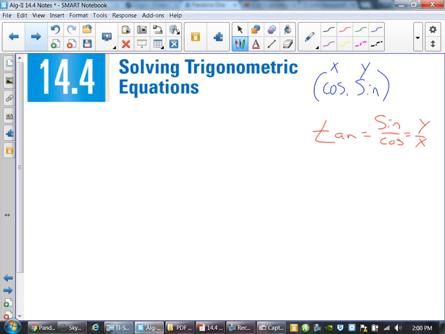For example, we did this one earlier, we'll do this one: 2 sine of x plus 1 is 0. And I want to solve for x. What I'm going to do is set this up to be what we're going to call within one revolution.